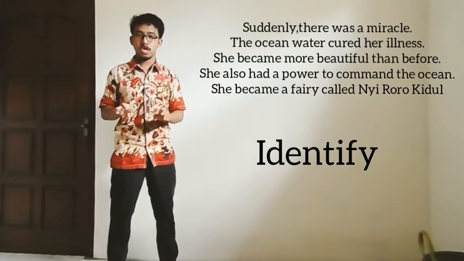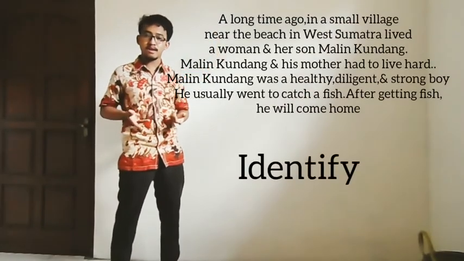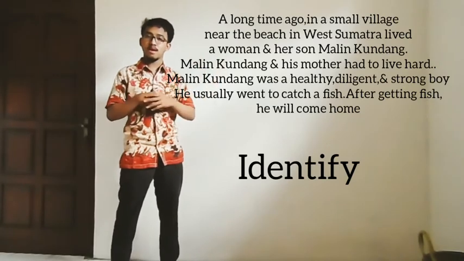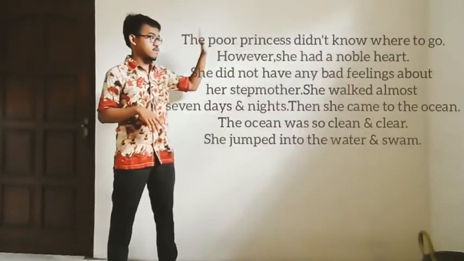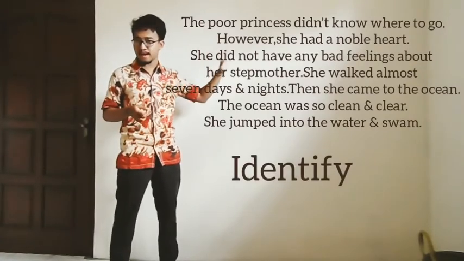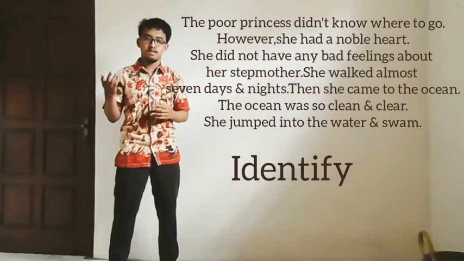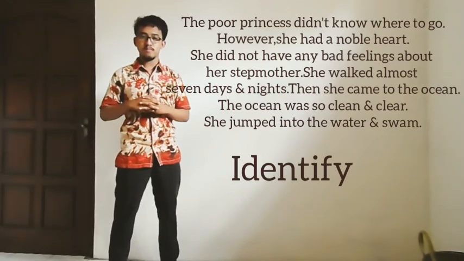Is it done? Good. Next question. Again, in which part in the narrative text does this text belong to? Is it done? Next question. Same. In which part in the narrative does this text belong to? Is it orientation? Is it complication or resolution? Is it done? You can write your answer in your paperwork. This is our last question.